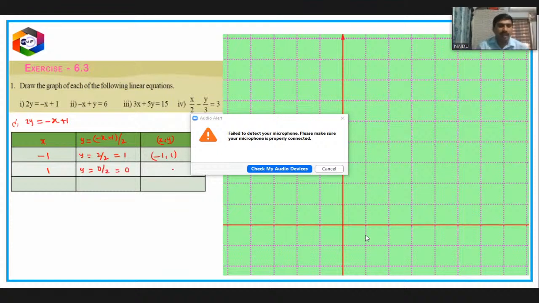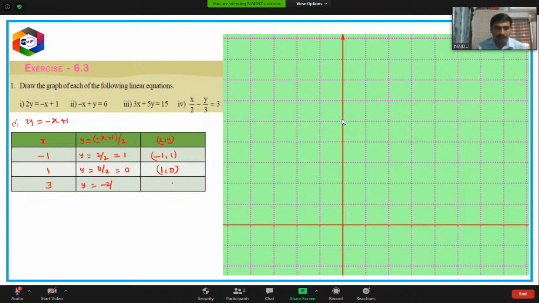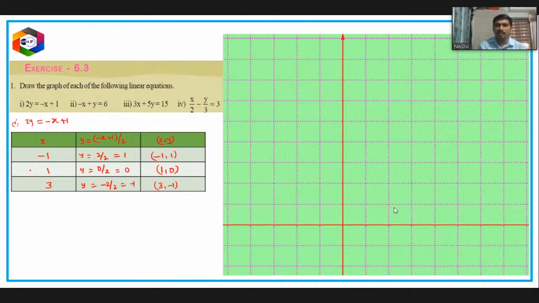And next, let us try to take x value 3 this time. So y will be equal to minus 3 plus 1. Minus 3 plus 1 is minus 2, by 2, which will be equal to minus 1. So the third point is 3 comma minus 1. I think now for the first equation, we got the solutions.